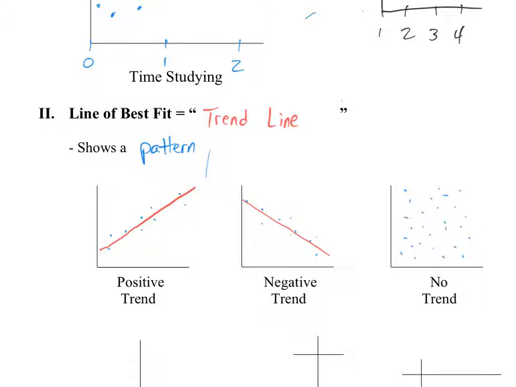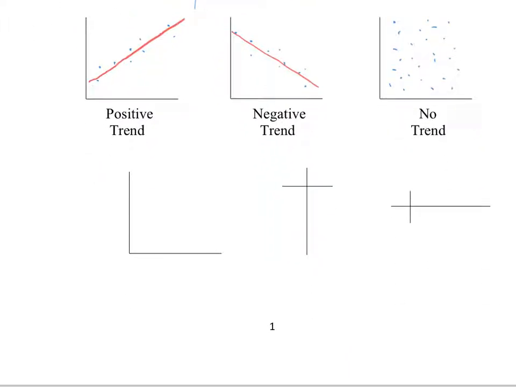So with this one, it doesn't make any more sense to draw a line this way than it does to draw a line this way. Either way, the data doesn't have a trend. So no trend is just going to be like a shotgun with bird shot or whatever. There's hits all over the place. Good? Go ahead. All right.